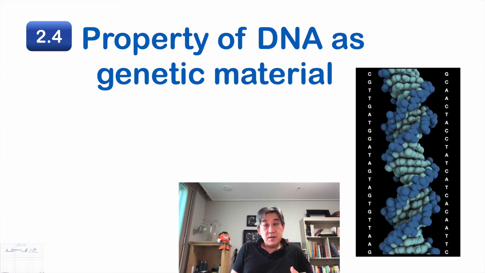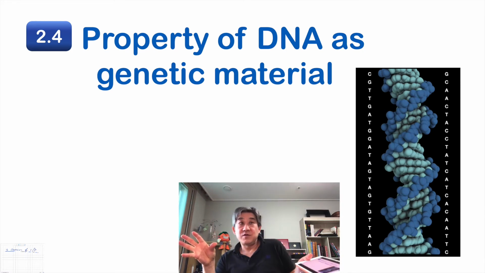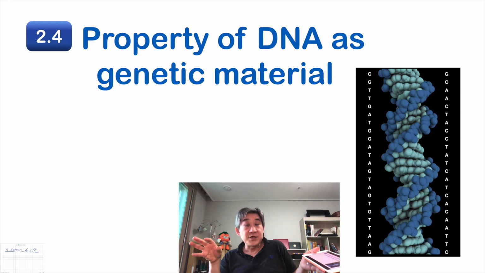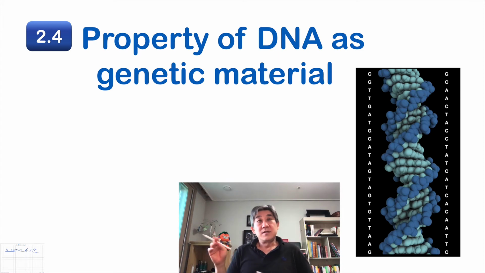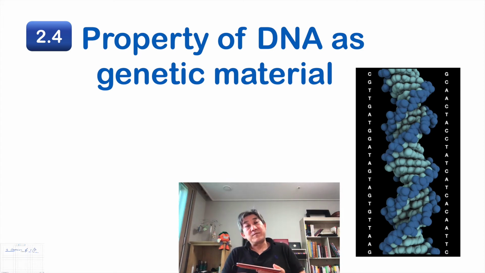Okay, so here let's take a look at the property of the DNA as a genetic material. I have already mentioned that the special thing about the DNA is its so-called self-replication capability, and that's why we take DNA for granted as a genetic material. So let's take a look at what it means to be able to self-replicate.